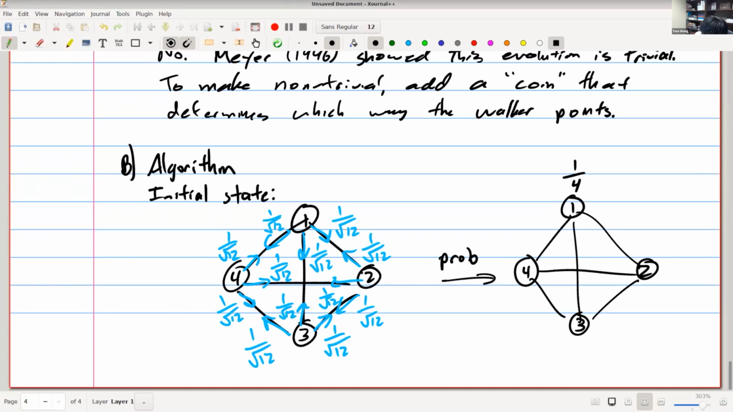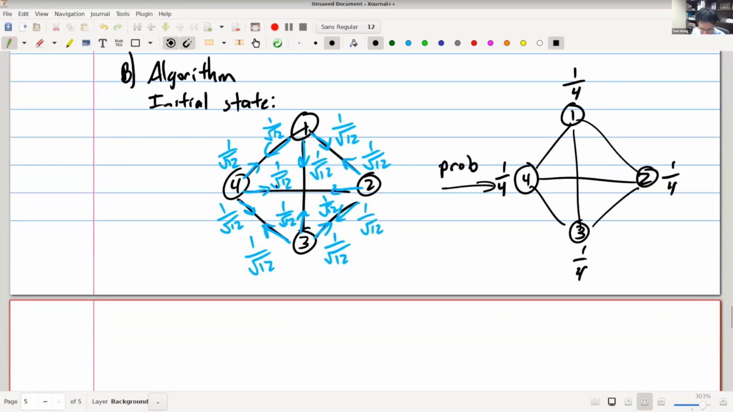And you can see the same thing for all of these. If you were to measure the particle, you would find it with probability a quarter at each of the vertices. So this is a uniform distribution over all the vertices, just like we had before. But we've made it quantum, so we have amplitudes, and we have this coin space, or the directions that the walker can point.